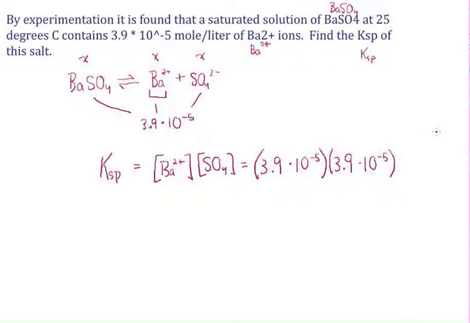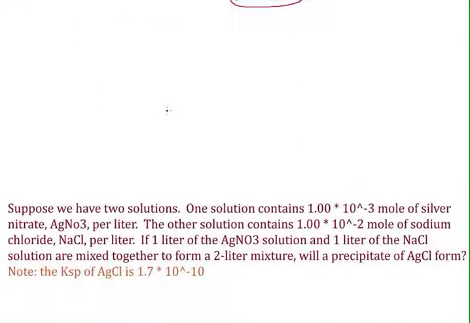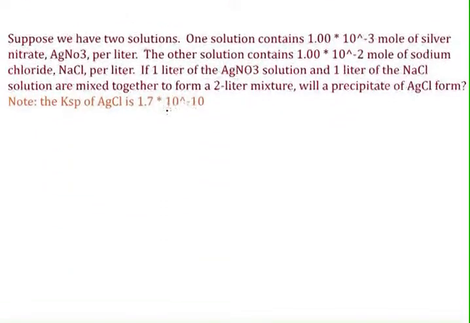Fantastic. So then all we've got to do is a little basic math, right? So what we end up with is roughly 1.5 times 10 to the negative ninth. Awesome sauce. Well done. Okay. Let's try one more.